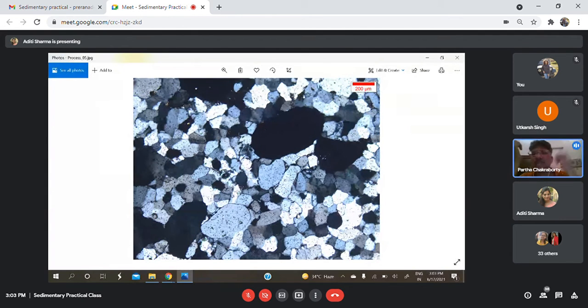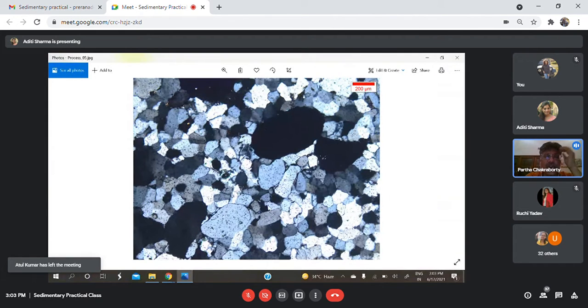Everyone is convinced or someone is not convinced? So this is a bimodal, and what I expect is that larger grains should be more rounded and smaller grains less rounded. That is what we are getting here in bimodal. Then as Aditi was showing, there is cement, in the lower left.